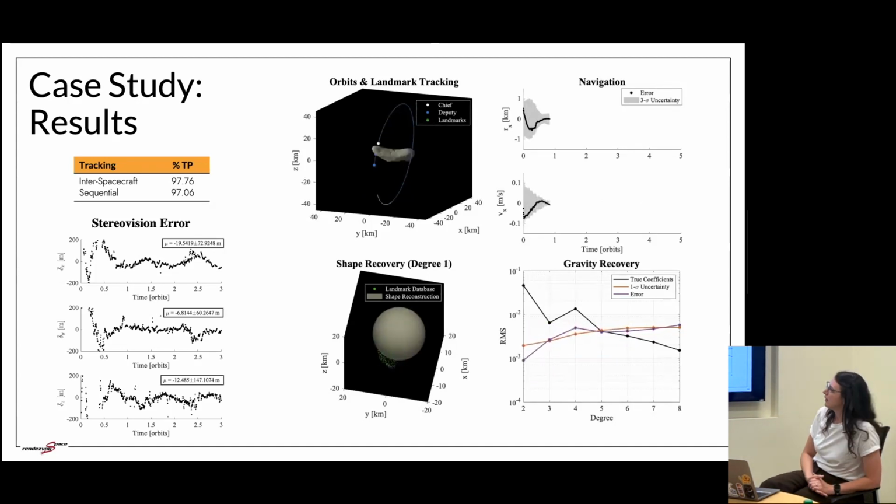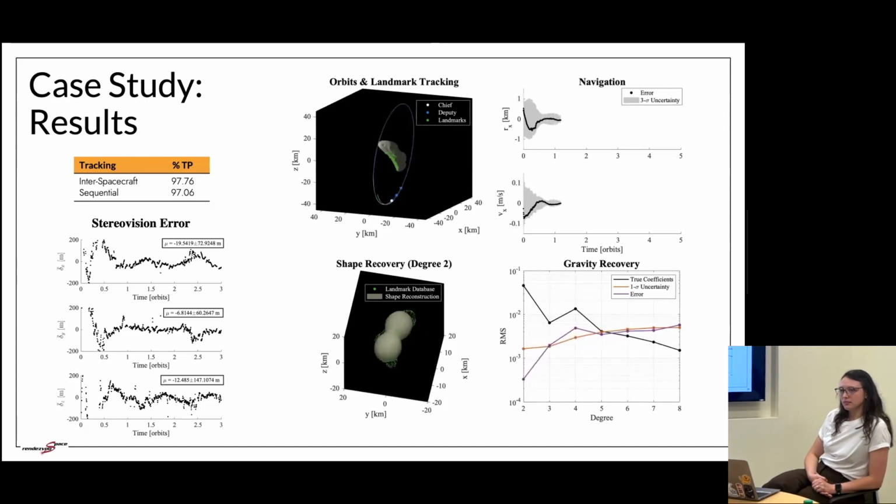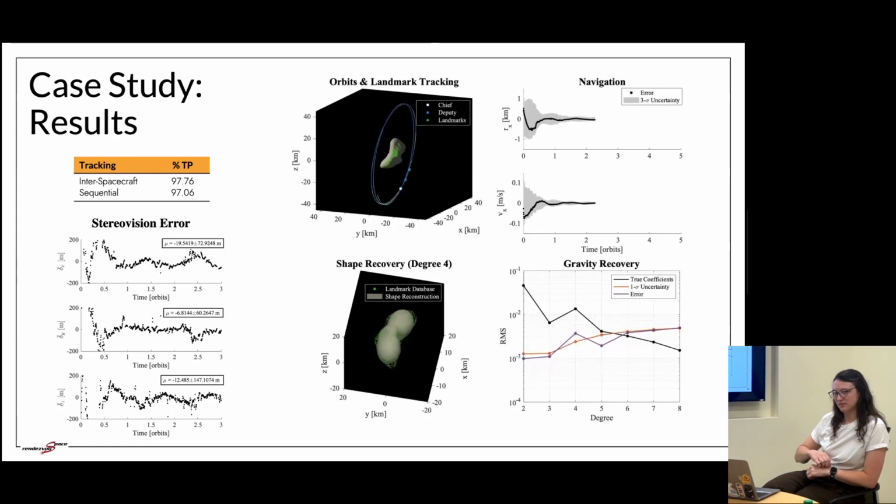So you would get a very different result from that than you would from Eros, which is a very large asteroid. Yeah. And from an observability standpoint, because like you said, you're not only trying to estimate the position of the spacecraft, but also the gravitational coefficients. How have you established the observability of that?